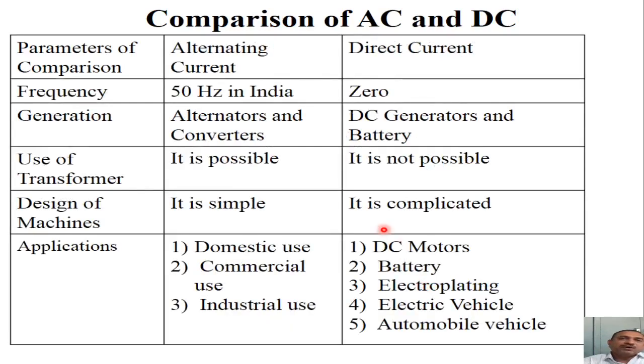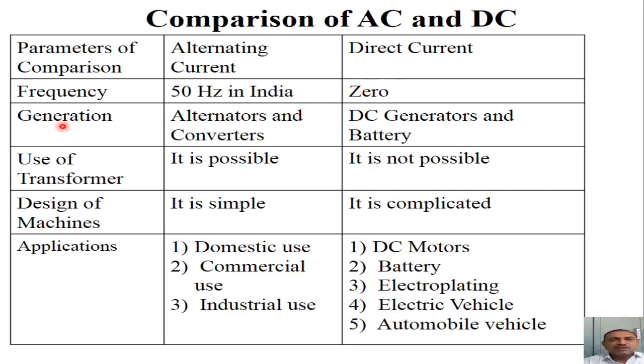The third point on which we can do the comparison is the frequency. For India, we have the frequency of alternating current as 50 Hz, while the direct current, which does not change its magnitude, has a frequency of 0. This is an important difference. Frequency of DC current is always 0.